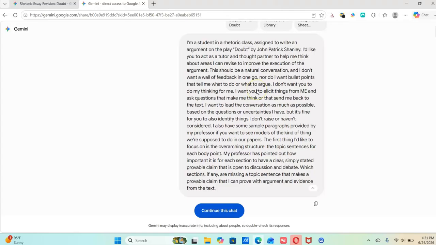And so I tell it I want this to be a natural conversation, and I don't want a wall of feedback in one go, nor do I want bullet points that tell me what to do or what to argue. So it's very important that you establish boundaries and you tell it what you want it to do and what you don't want it to do. And so for me and for us, I'm telling Gemini, I don't want you to do my thinking for me.